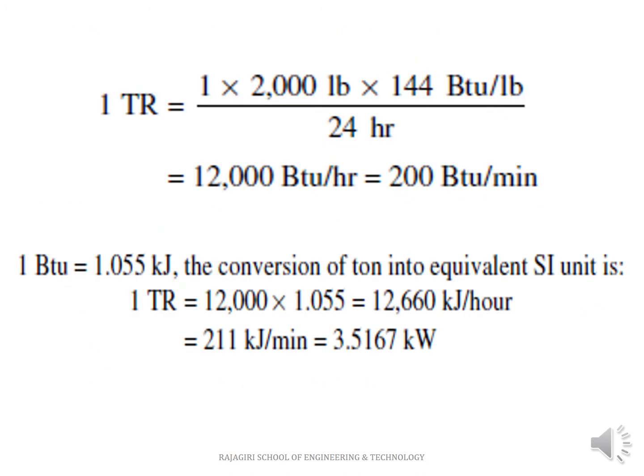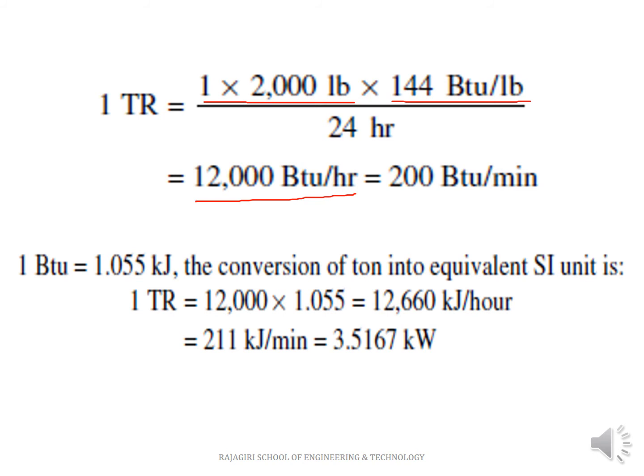We can see here 1 multiplied with 2000 lb, that is 1 US ton, multiplied with the latent heat of ice, which is 144 British thermal unit per pound, in 24 hours. So divided by 24, you will get 12,000 BTU per hour or 200 BTU per minute.